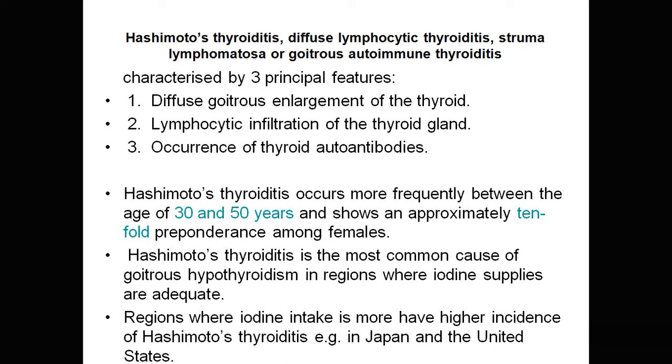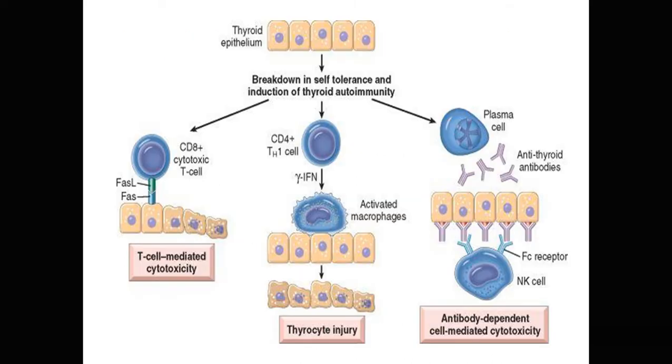Hashimoto's thyroiditis is a diffuse lymphocytic thyroiditis, so the other name is struma lymphomatosa. It is characterized by three principal features: diffuse goitrous enlargement of the thyroid gland, lymphocytic infiltration in the thyroid gland, and the occurrence of thyroid autoantibodies. It most commonly occurs between 30 to 50 years, as we discussed previously. It is common in females in regions where iodine supplies are adequate.